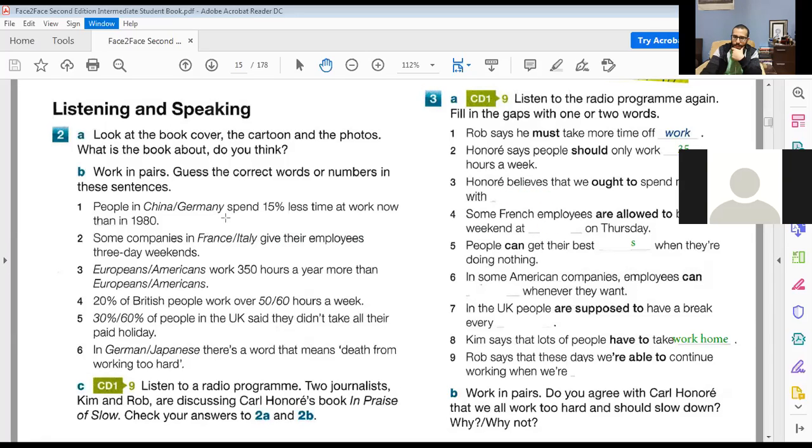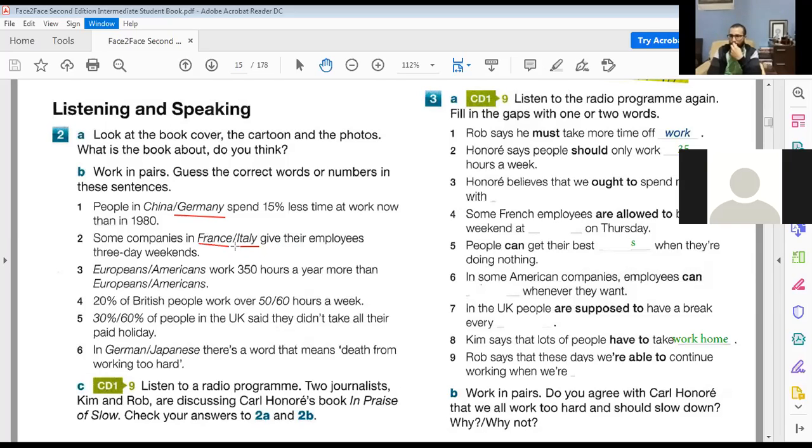And number 2, it says some companies in France or in Italy give their employees 3-day weekends. So maybe France. France? I think it's Italy. I think France. I don't know. Okay. So let's find out. Let's put both options now.